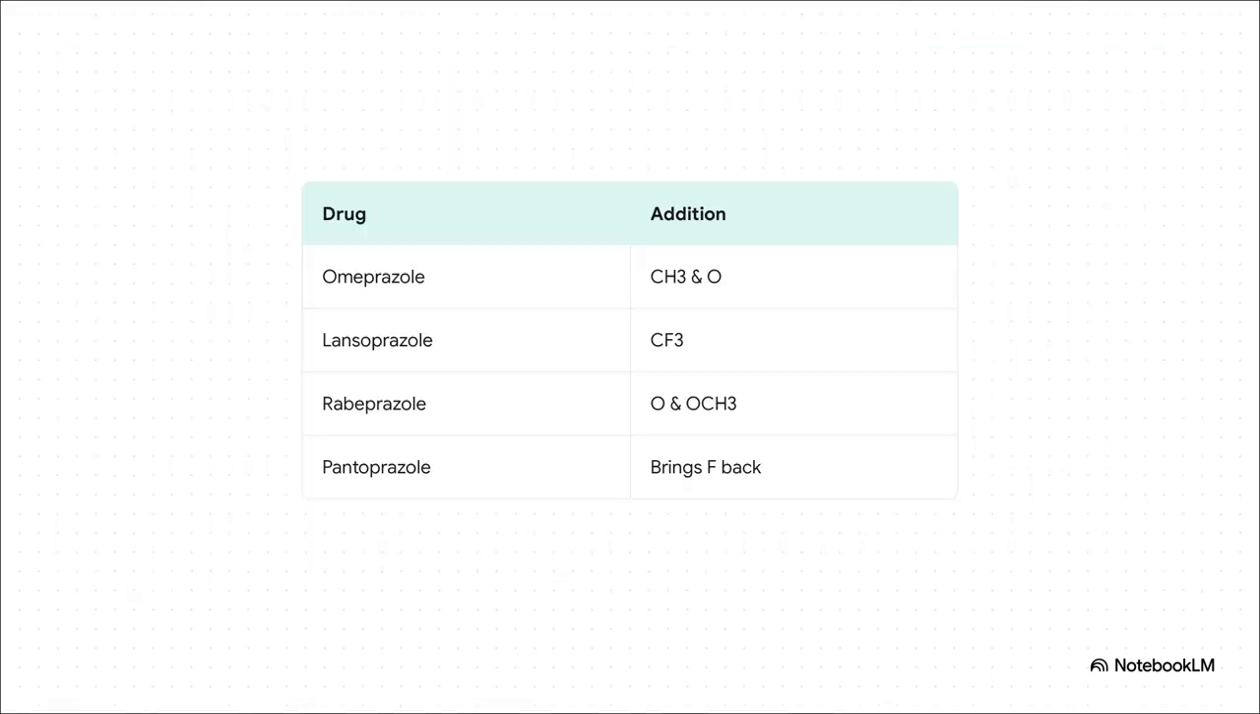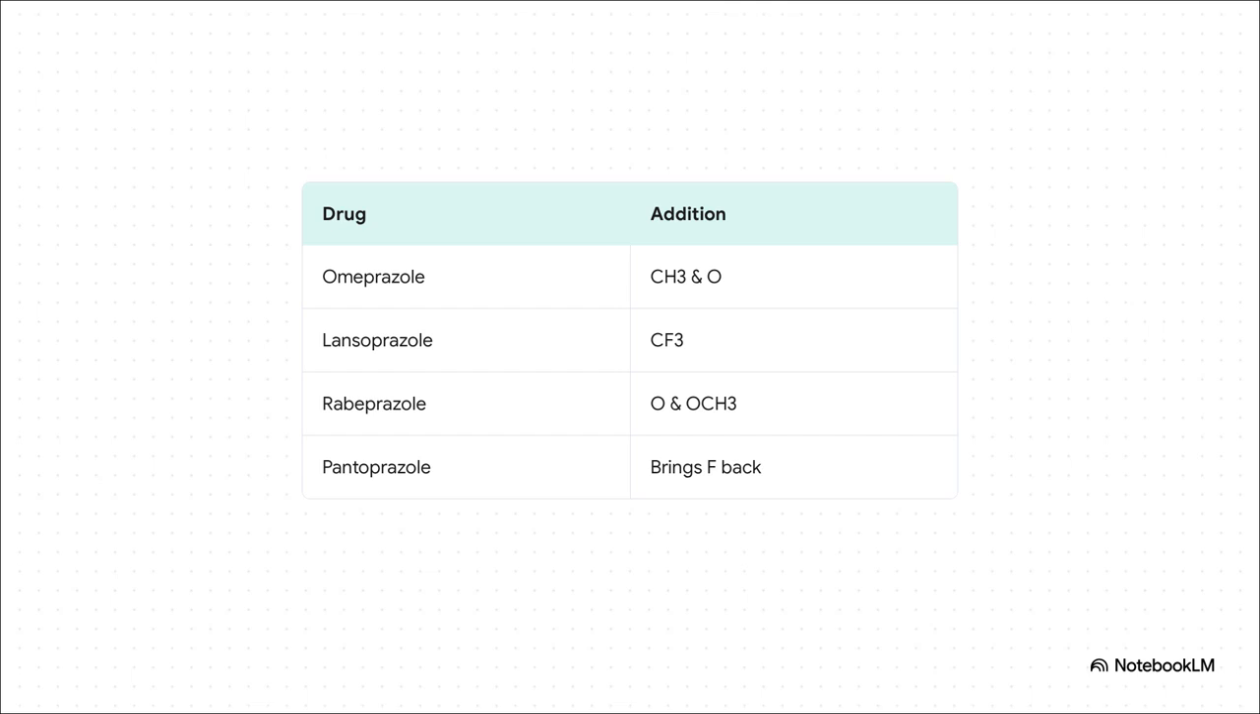And this brilliantly illustrates the entire structure-activity relationship, or SAR, in one incredibly simple mental cheat sheet. Notice the pattern here. You can clearly see how every single drug relies on the exact same core structure of standard rings. Omeprazole starts us off with CH3 and O. Lansoprazole introduces CF3. Rabeprazole drops the F for O and OCH3, and then pantoprazole cleans it all up by dropping the extras and bringing the F back. If you can just picture this layout in your mind, you are going to absolutely ace any structure question on these proton pump inhibitors.